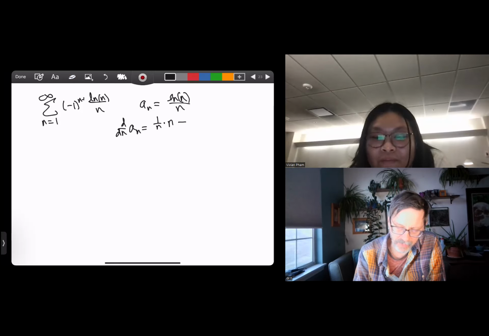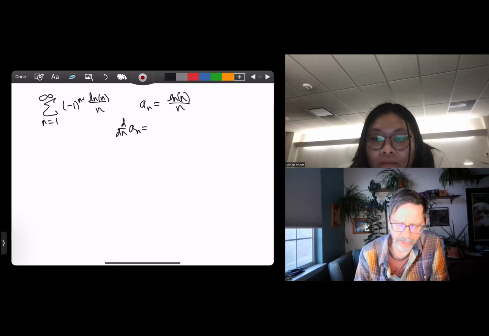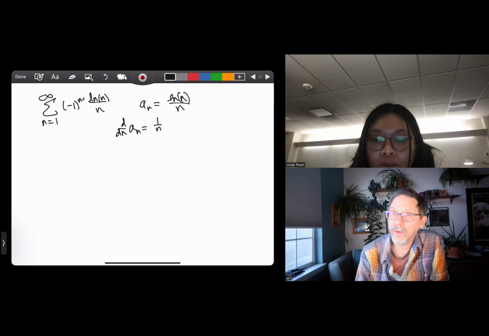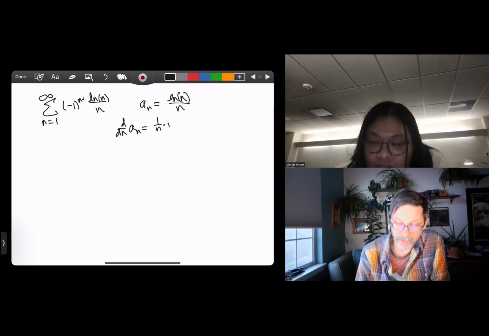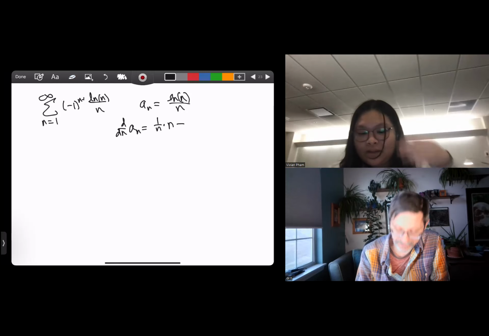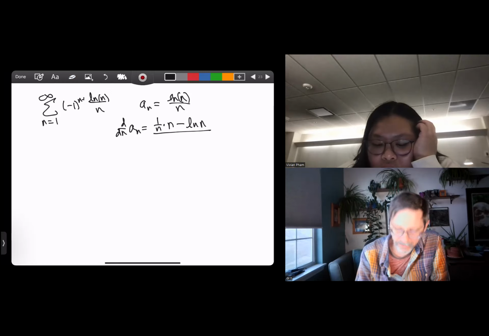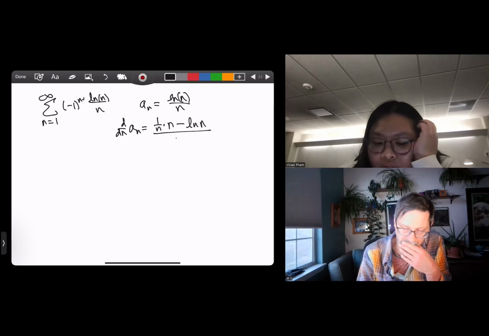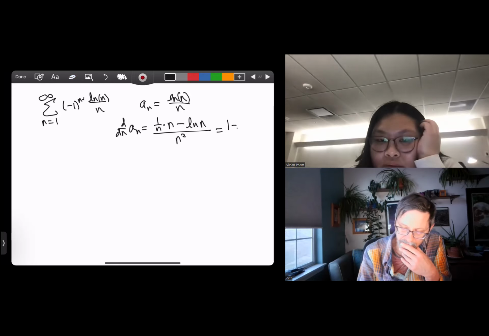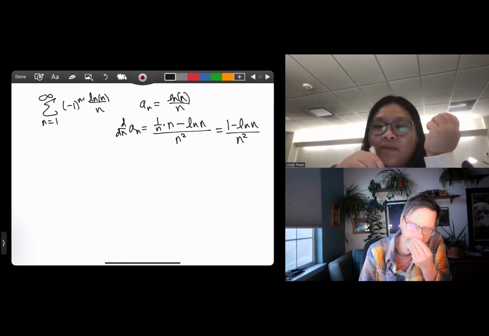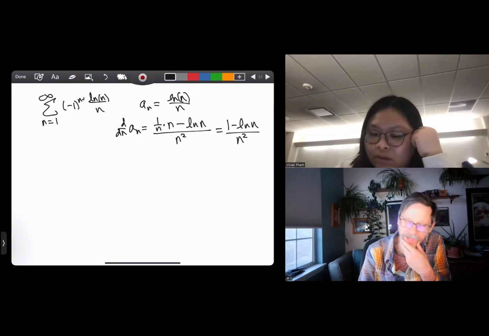Oh, okay. You need to use the quotient rule here. Let's go through this together. So the derivative of the top is 1 over n, times n, keep the n and then minus ln of n times 1. Yeah, n over n squared. Perfect. So the one over n times n is cancelled.